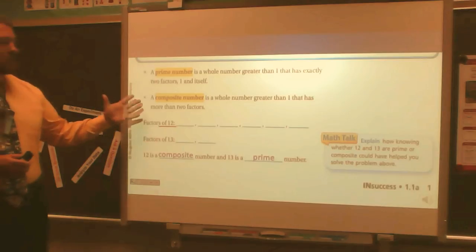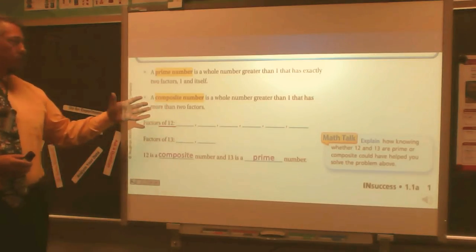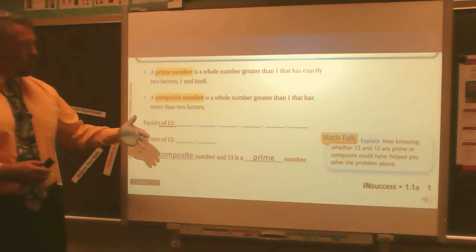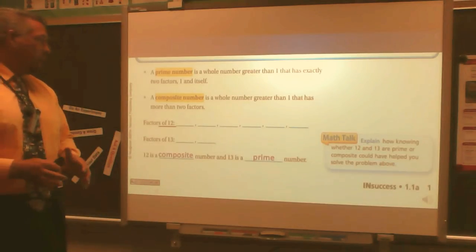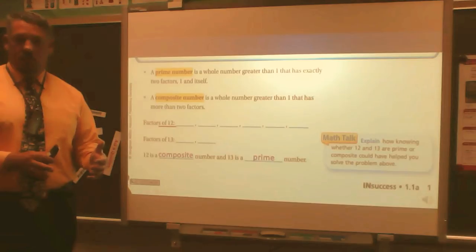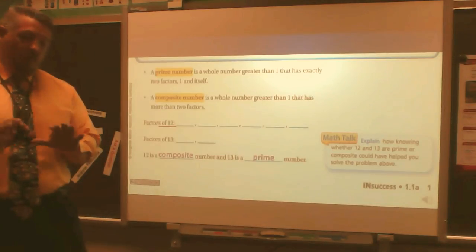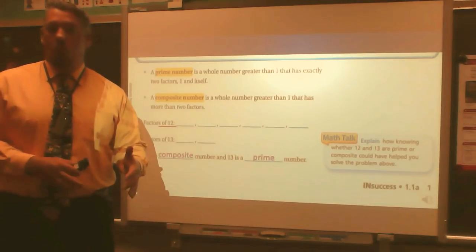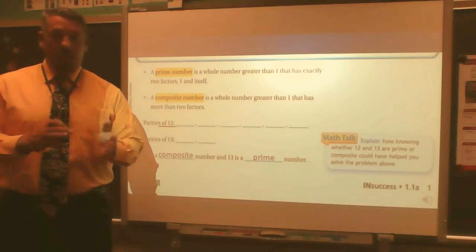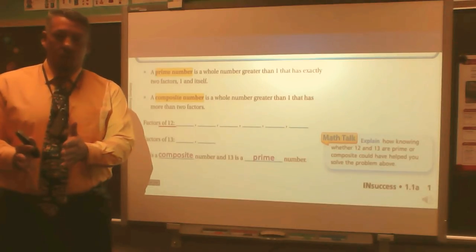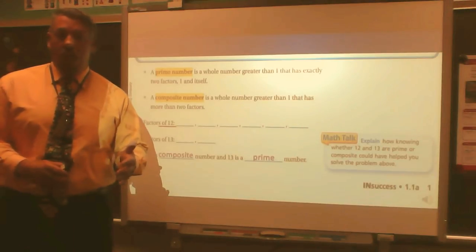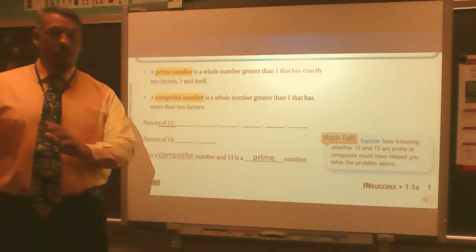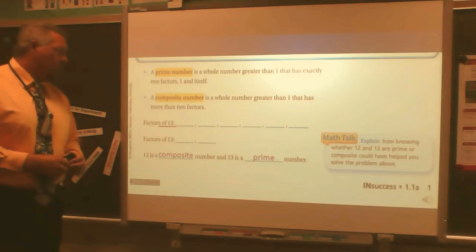This talks about just the definitions of the two. A prime number is a whole number greater than 1 that has exactly 2 factors, 1 and itself. It's very specific on primes. It has to be greater than 1, because if it has 2 factors and we talk about just 1, well, 1 only has 1 factor. So 1 is not prime nor composite. It's basically a neutral number out by itself.